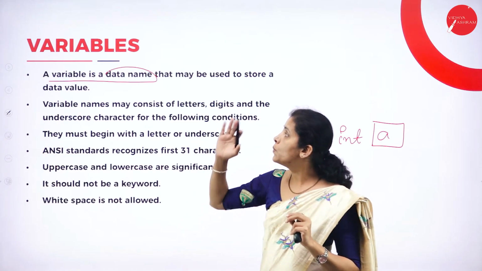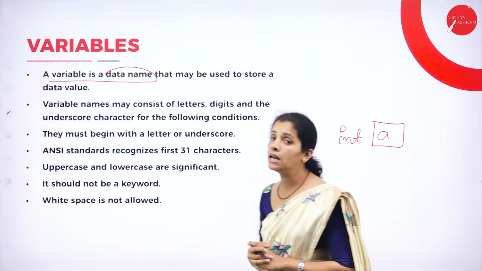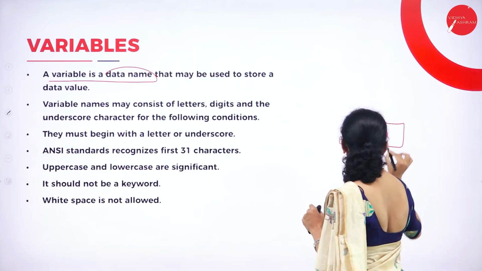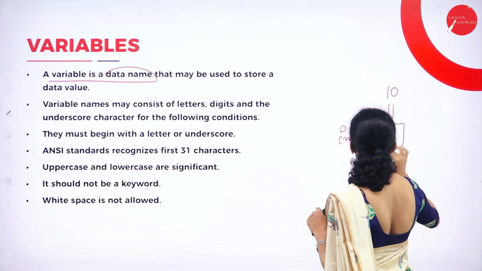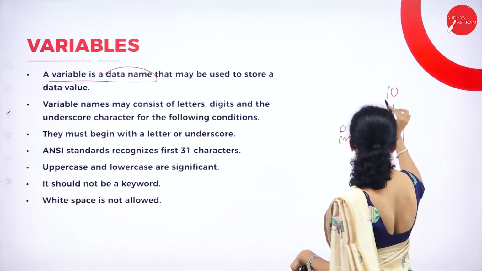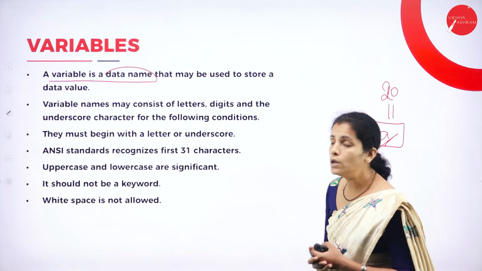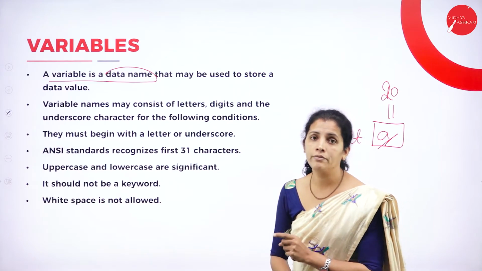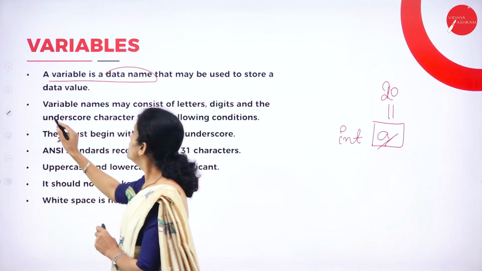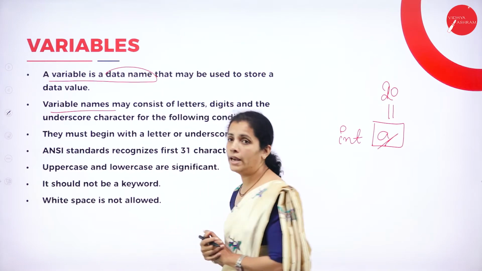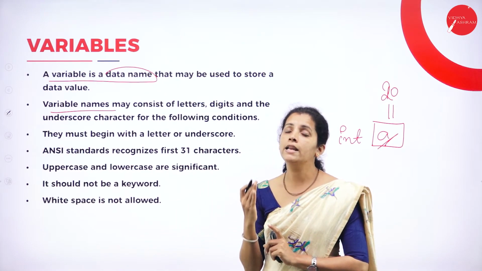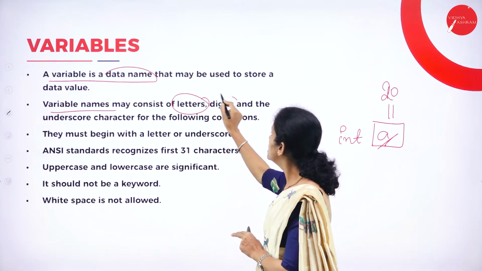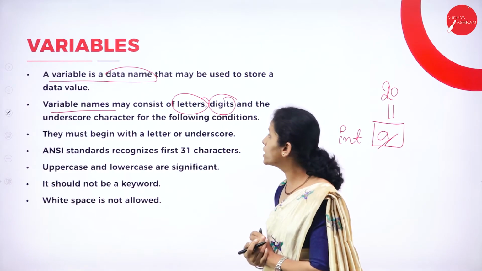So what is this variable? It is nothing but the data name, and that is used to store the data value. For example, if I store 10 here, then the value is 10. Instead of that, the second time, if I store 20, the data value is 20. It's nothing but a container capable of storing different values. So a variable name may consist of letters. That means while defining variables, these variables may include letters, digits, and the underscore character.